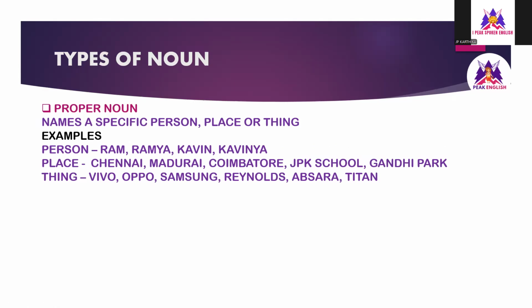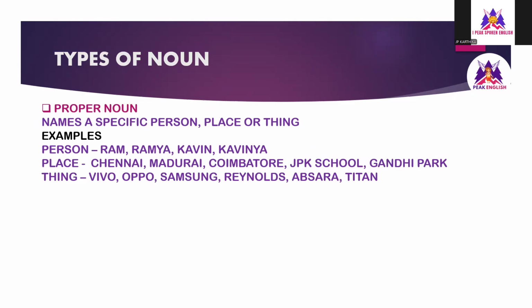So, for every place, we have given specific names, right? Chennai, Madurai, Coimbatore, JPK school. Actually, I have given my name to my school. Just school is common, but still JPK school means a particular, specific name is given to that school. Gandhi Park. Okay. So specific person, specific. Just remember the word specific.